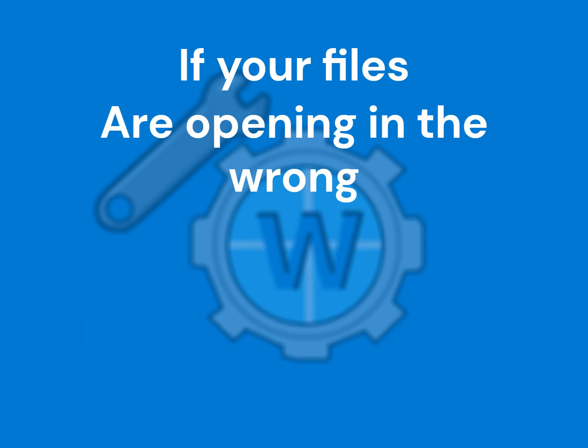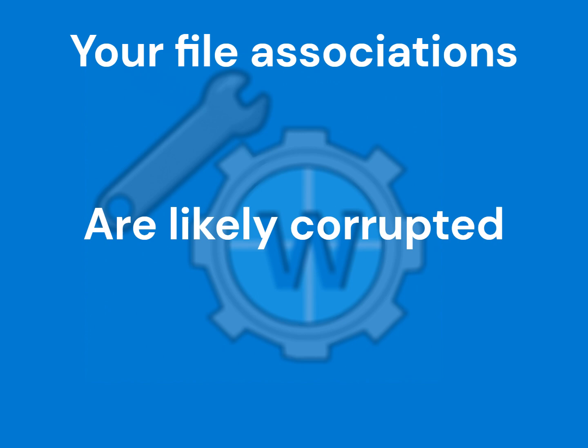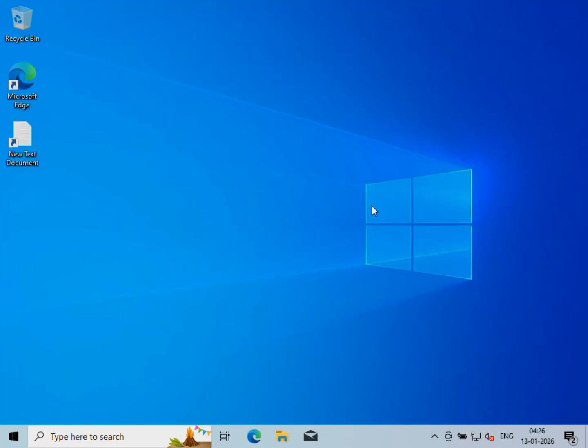If your files are opening in the wrong program or have the wrong icons, your file associations are likely corrupted. Here's how to fix it. You can see that this text file is not able to open.